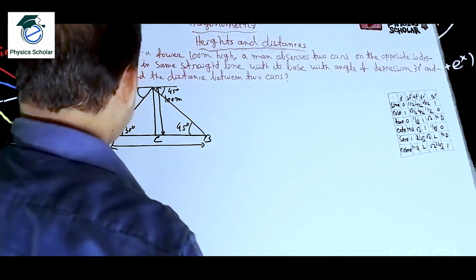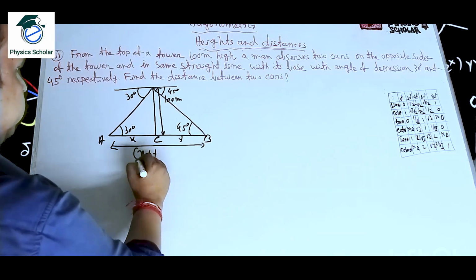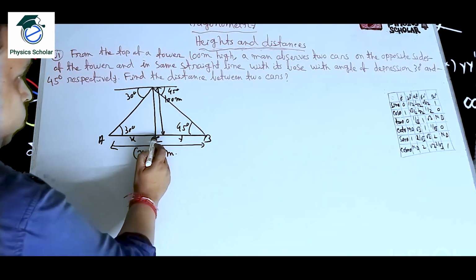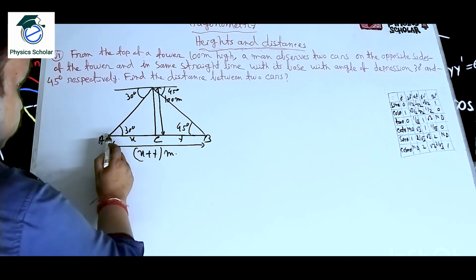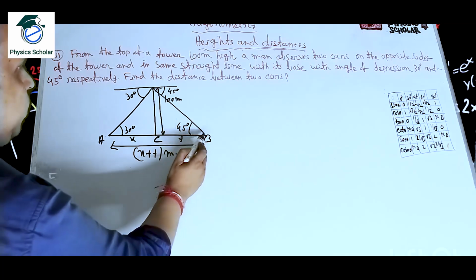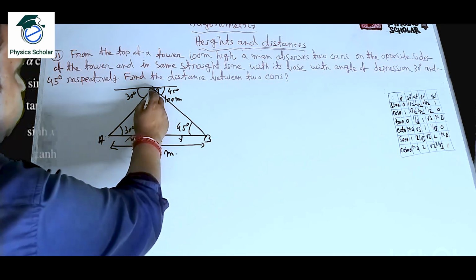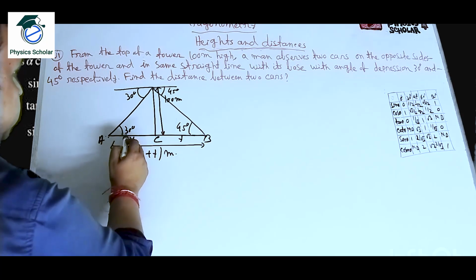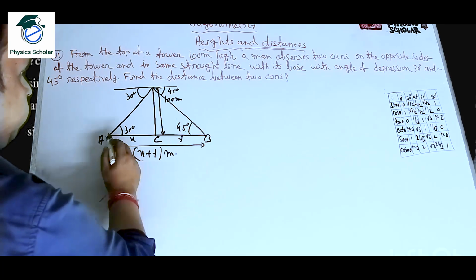Clear? So very easy. Suppose it is X and this is Y, so it will be X plus Y meter. So this is the tower. One car is at point A, X meter apart from the tower, and the other car is at point B, Y meter apart from the tower. Clear? The angle of depression from the top of the tower to car A is 30 degree and to car B is 45 degree. We have to find out the distance between the two cars.